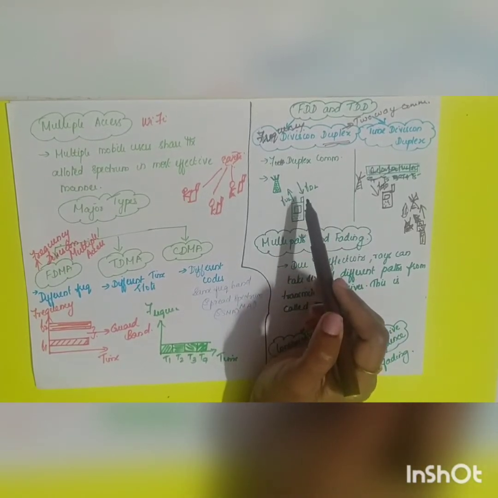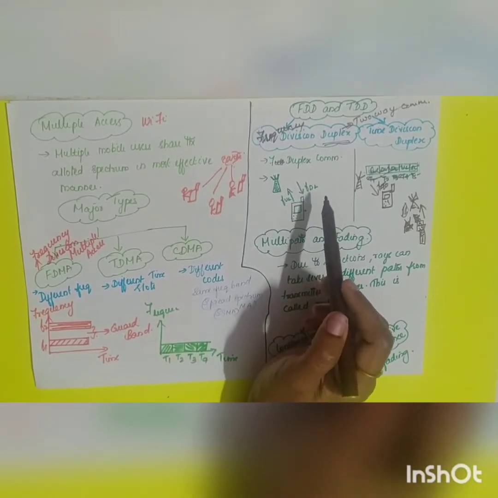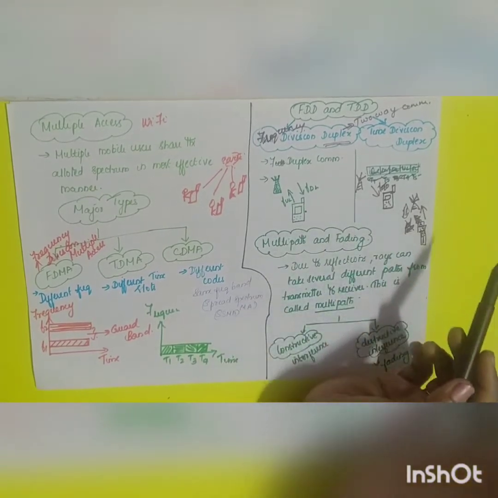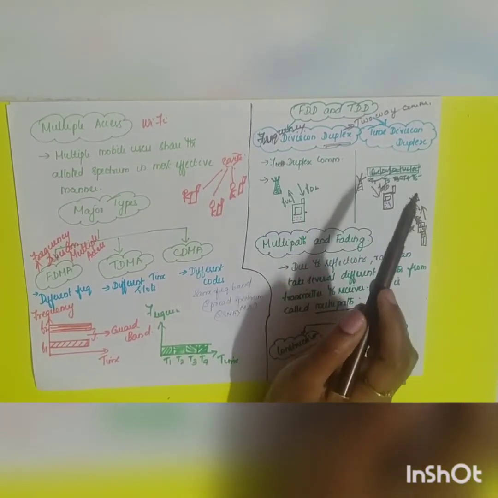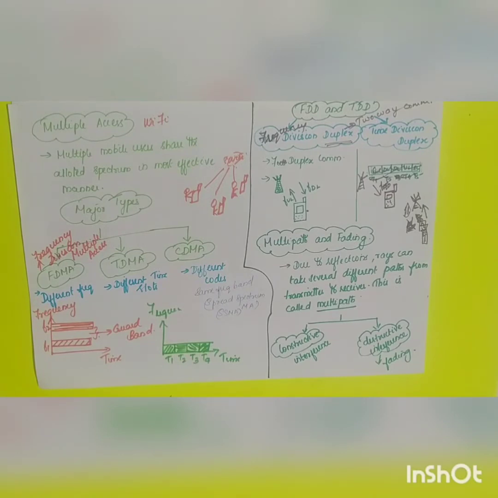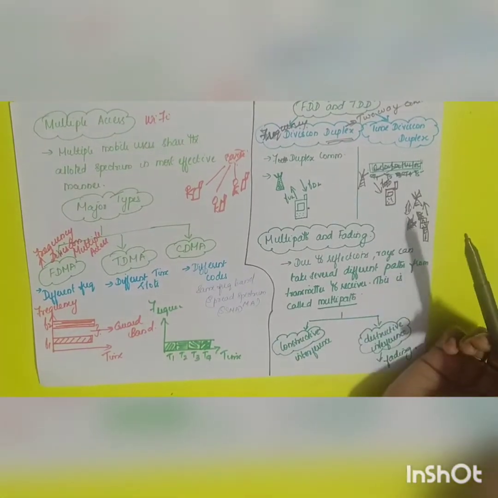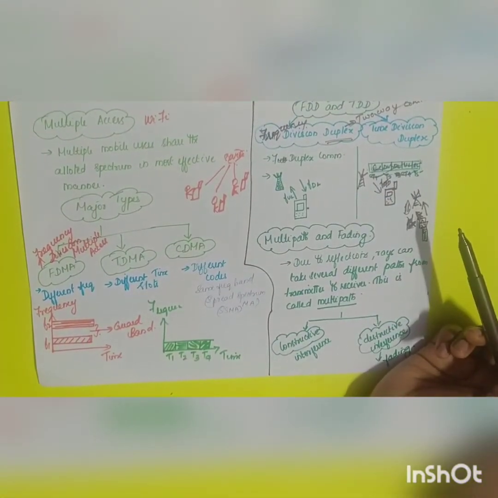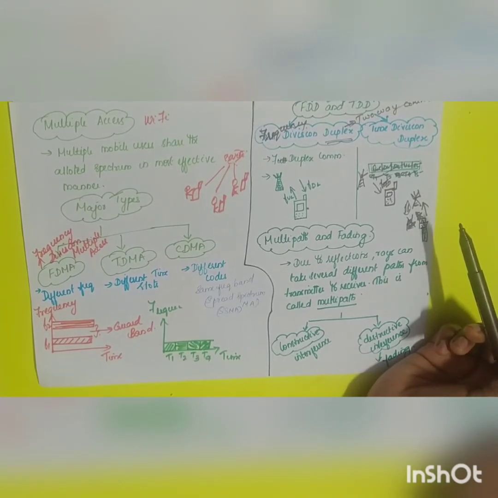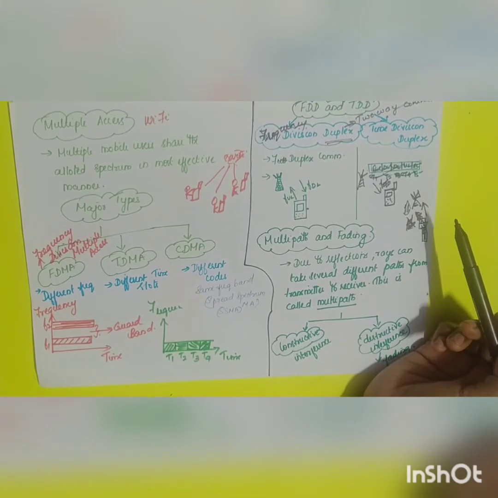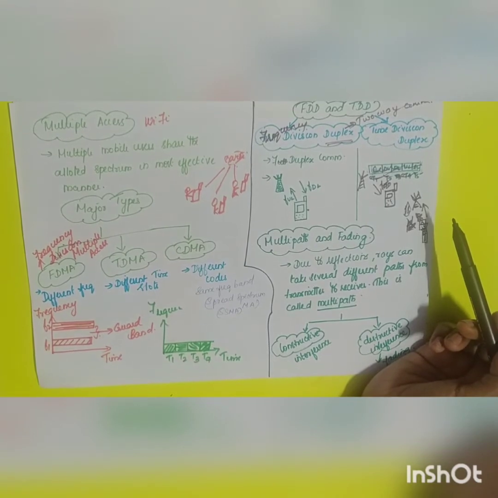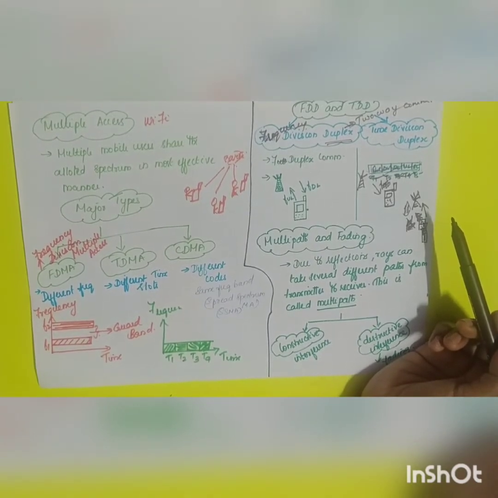Okay, one can transmit and receive the message at the same time but with two different frequencies. That is called frequency division duplex. Whereas in the case of time division duplex, the transmission and the reception, that is the two-way communication, is possible by means of the same carrier frequency but at different times. That is the difference between frequency division duplex and time division duplex.